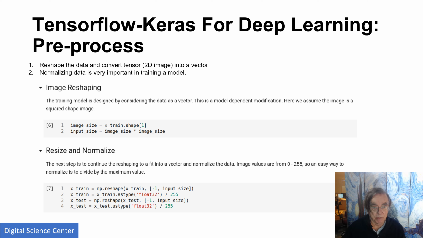So here we are. We're doing the shape command in Python, and this is the image size. And then we do that for the testing and the training data, and we convert them to floating point numbers, and we also want them to run between 0 and 1.